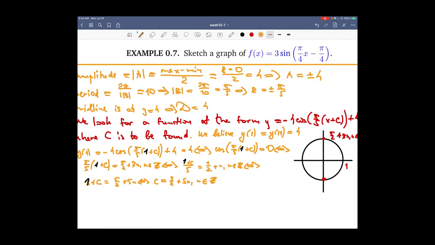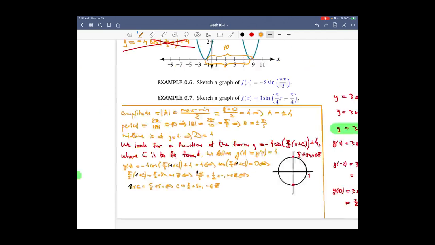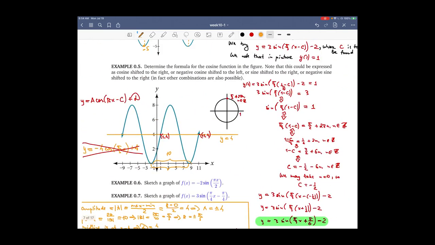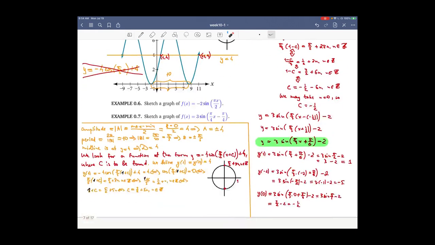You see, c is not unique. There are infinitely many correct answers for c, which is also not surprising. You could shift that cosine by this much, or by this much plus 2 pi, or by this much plus 4 pi, and you get the same graph.